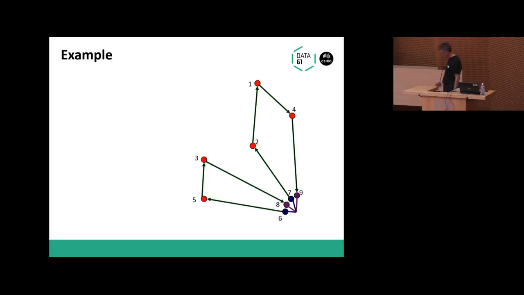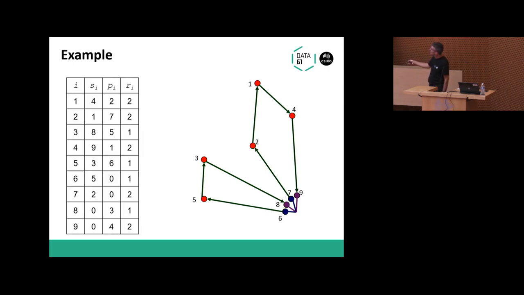Okay, so just to make that explicit, we've got our route 1 and route 2. We've got the start visits are 6 and 7, and the end visits are 8 and 9, and our table. So for node 1, its successor is 4, its predecessor is 2, and it's on route 2. Node 6 is a start visit, so its successor is 5. It doesn't have a predecessor, and its route is 1.